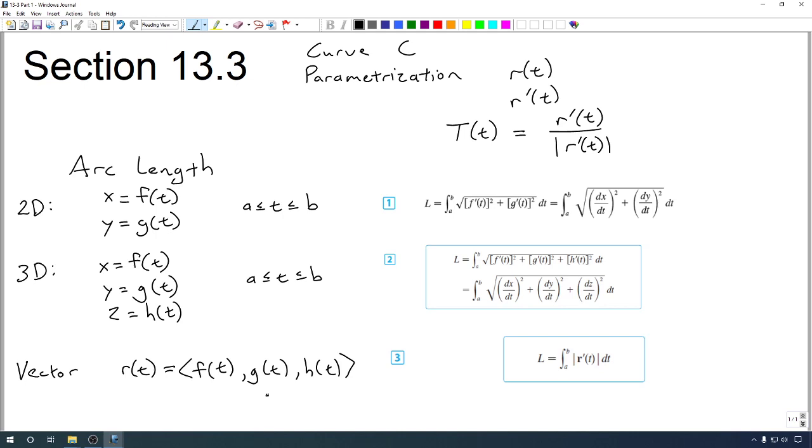So r of A is going to be a point, r of B is going to be a point, and if we have any other parameterization and we take the arc length between those same two points, we will get the exact same arc length. And that's the key point to all that we're going to be doing with this concept. But before we get started on that, let's work out a few examples.